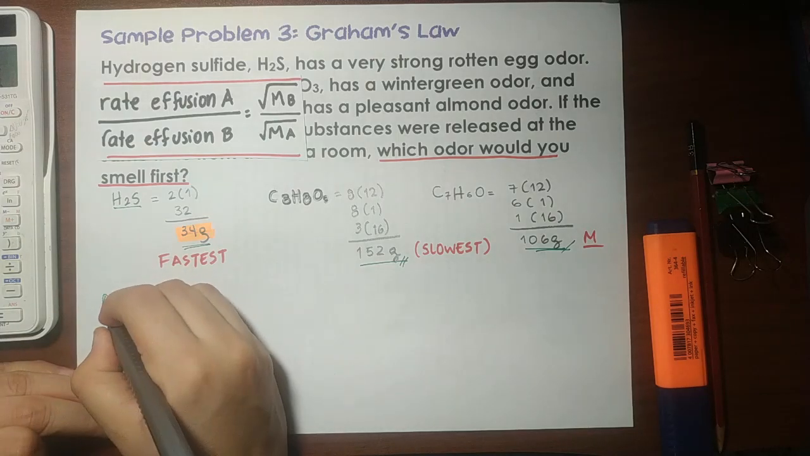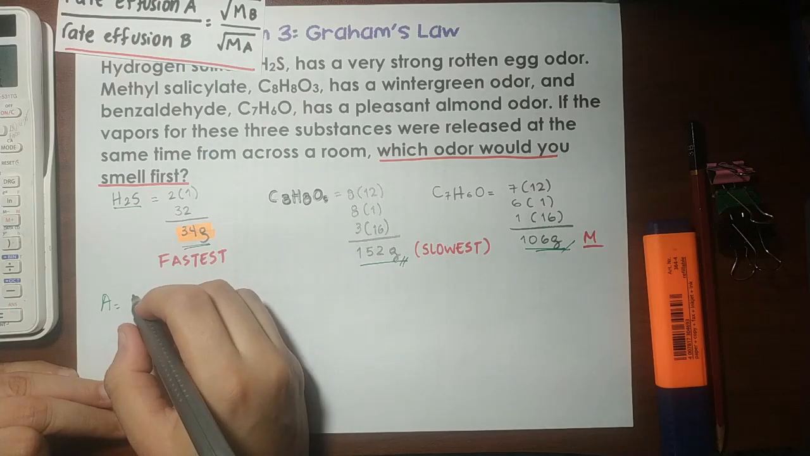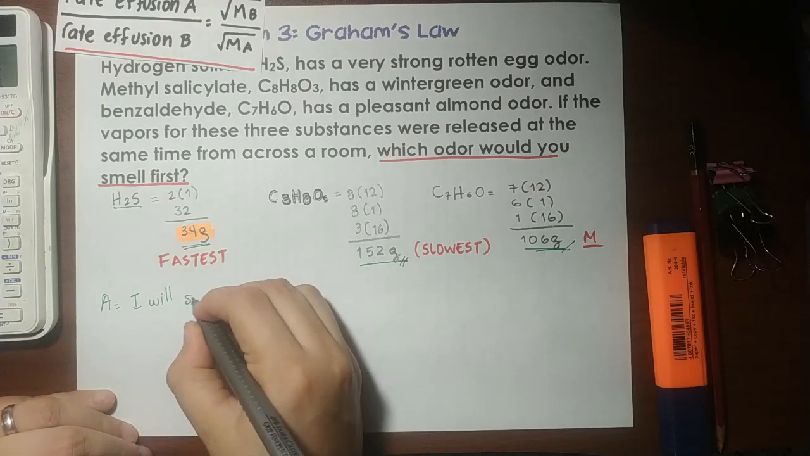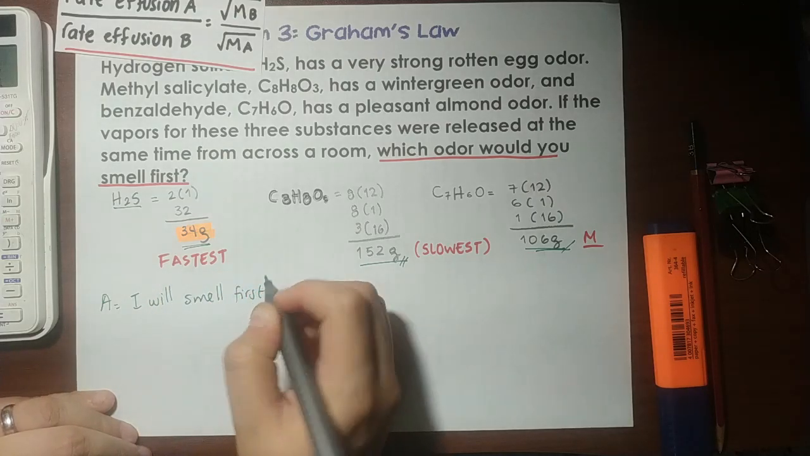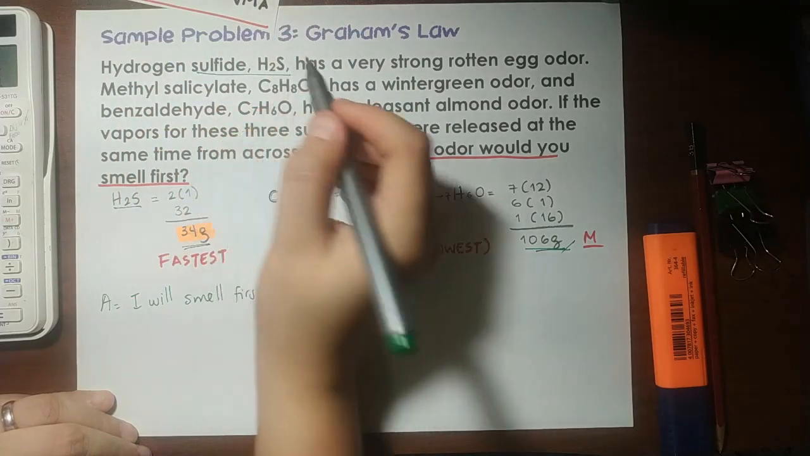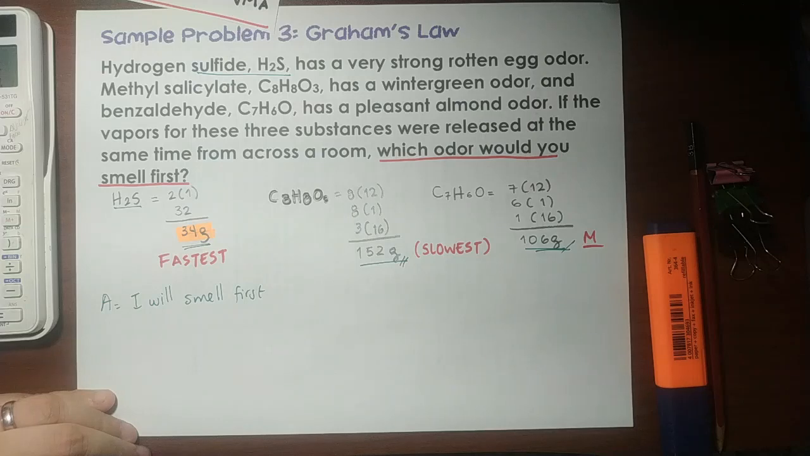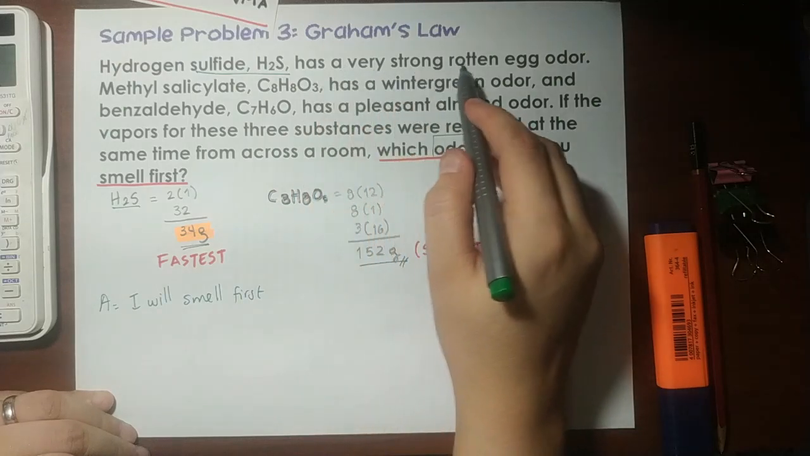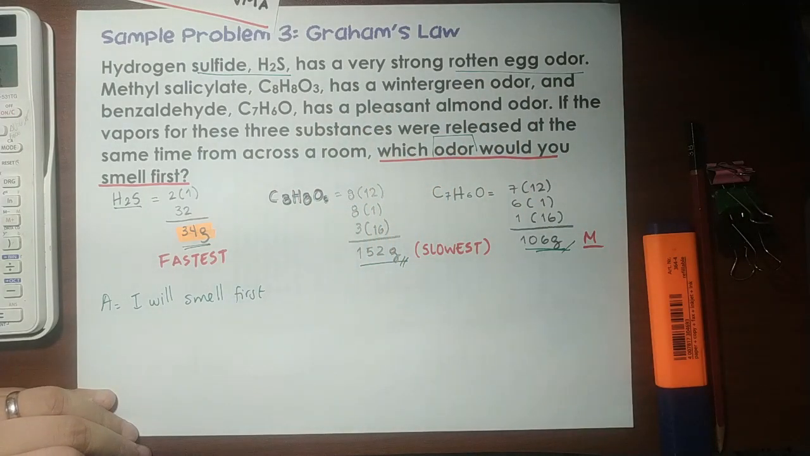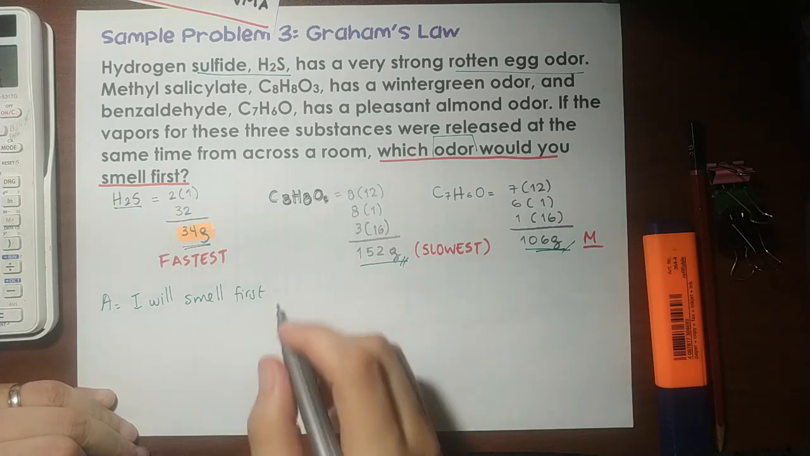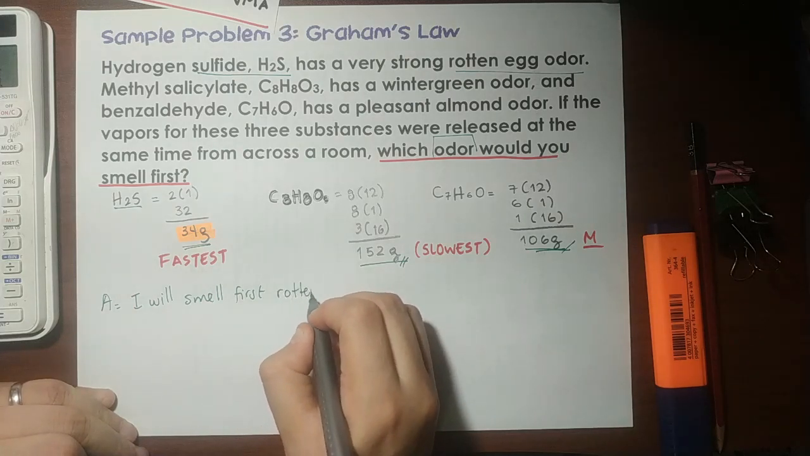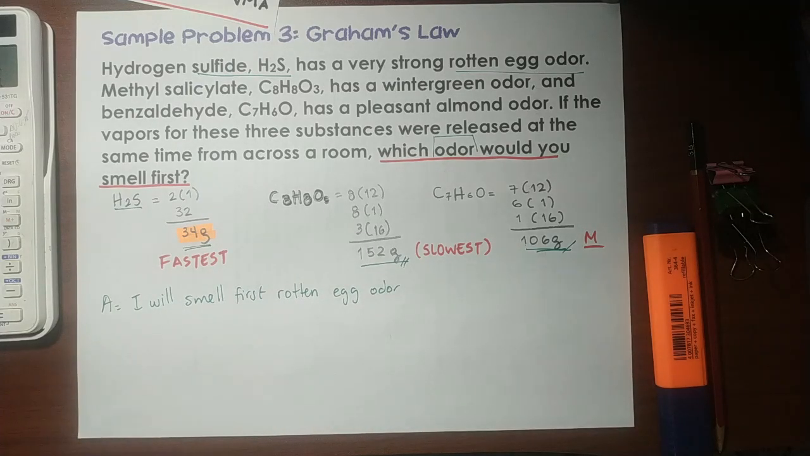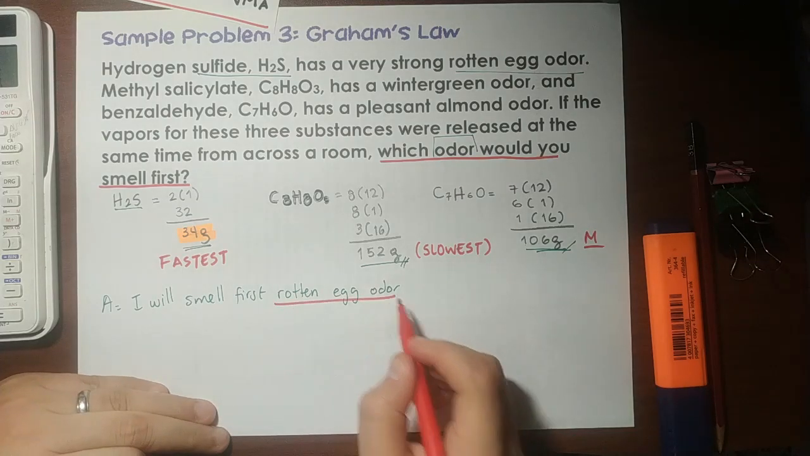So my answer is, I will smell first hydrogen sulfide, but that's the gas. I want to know the odor, okay, because it says which odor. Now it says that it has a strong rotten egg odor. So which odor will I smell first? It's rotten egg odor. That's how I answer the question. That's everything they're asking me.